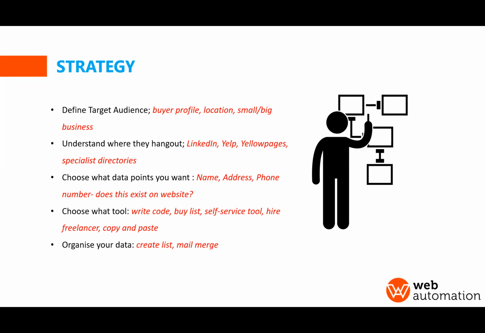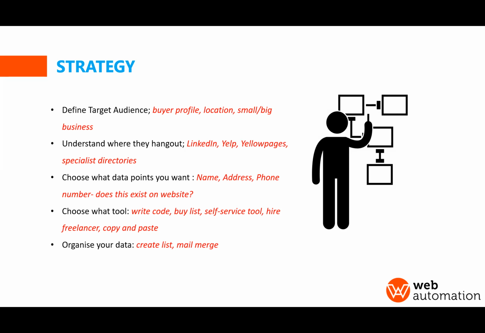Is the information on Yelp? Can I get them from the Yellow Pages? So if I look at my particular example, I'm trying to get hold of restaurants in London, and I know for a fact that data exists in Yelp. If I was selling into CTOs for selling enterprise software, I'd most probably go to LinkedIn because those people hang out on LinkedIn. Then I need to understand what data points I need to get.